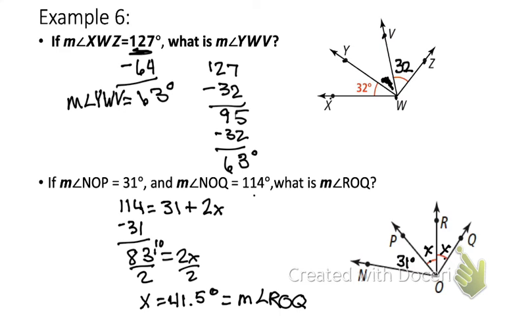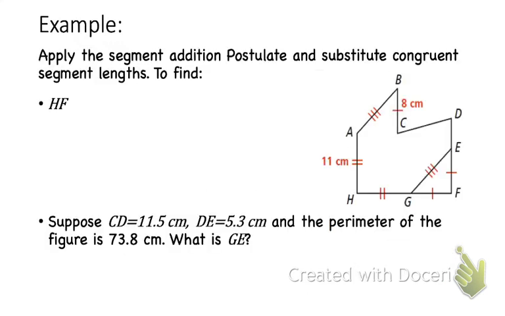Okay, and our last example is just going to give us a weird little shape. It says, apply the segment addition postulate and substitute congruent segments to find the lengths. Okay, we need to find HF. So HF is this whole segment down here from here to here. But I know pieces of it. I know that HG is the same as AH because of the double line, so it's 11. And then we know that GF is the same as EF, which is also the same as 8.